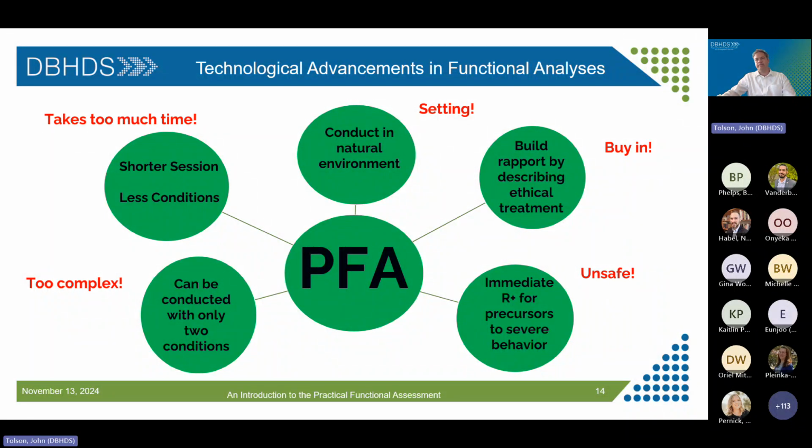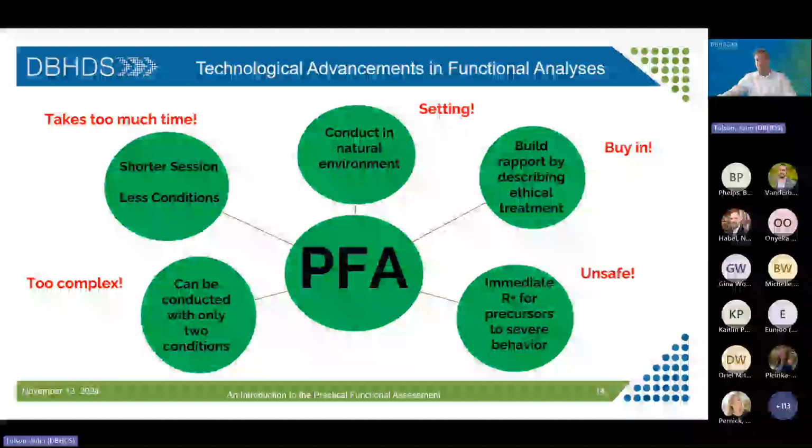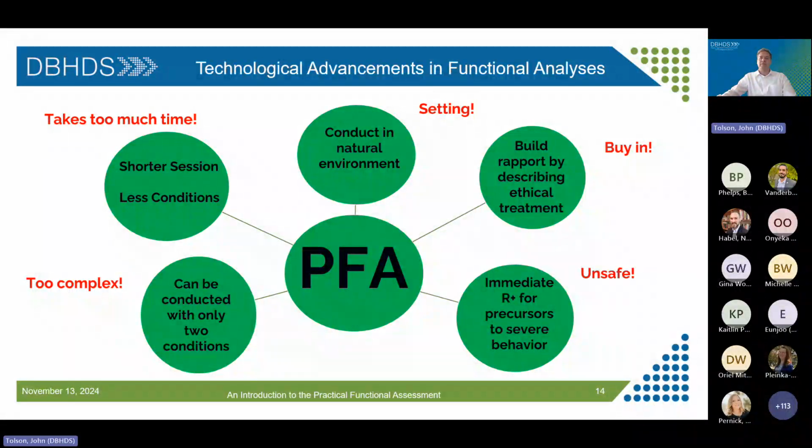It takes too much time. So there was an FA called a brief functional analysis that has shown that 1 to 5 minute sessions are just as valid as longer ones. Research utilizing trial-based functional analysis found that using 1 minute sessions in 2 conditions were adequate to developing reliable hypotheses of problem behavior.